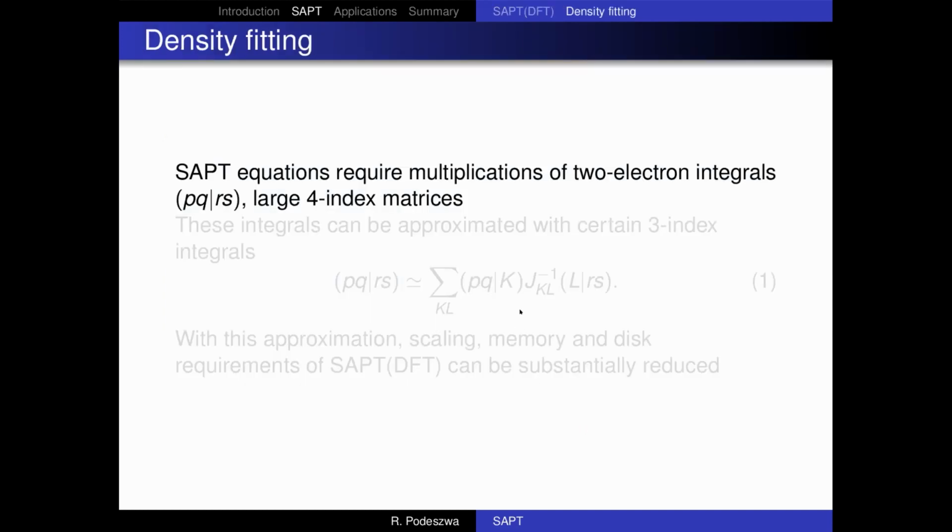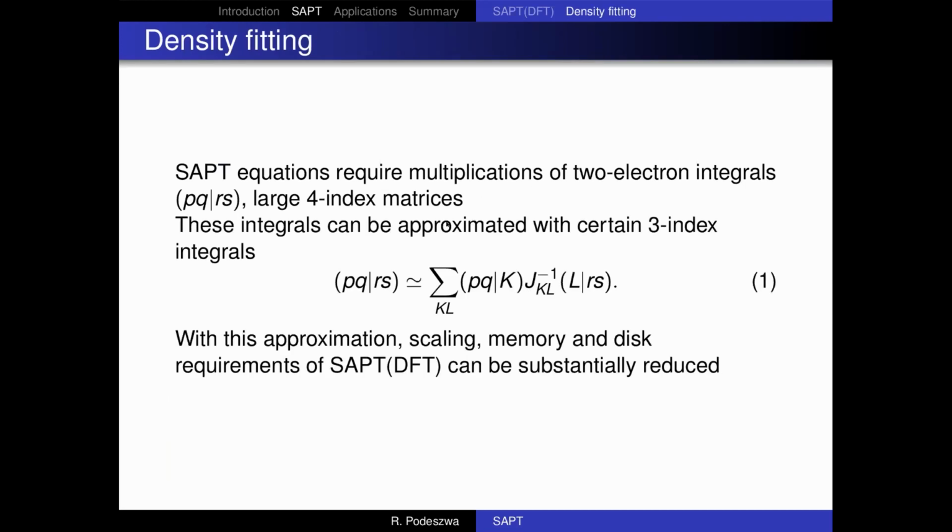You can further improve that with density fitting. So you have large 2-electron integrals, and you can approximate them with 3-center integrals. And then you have all kinds of improvements, of all kinds of reductions. In contrast to other methods such as MP2, where you get significant improvement with prefactor, but the same scaling, in SAPT(DFT), actually, you have improvement in scaling with density fitting.